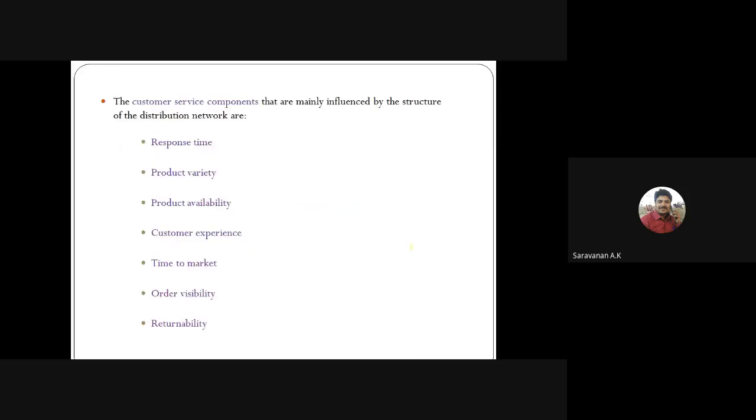By the customer service, we have 7 parameters. What are the parameters? Response time, product variety, product availability, customer experience, time to market, order visibility, and returnability. So these 7 are the service factors which influence the network design.